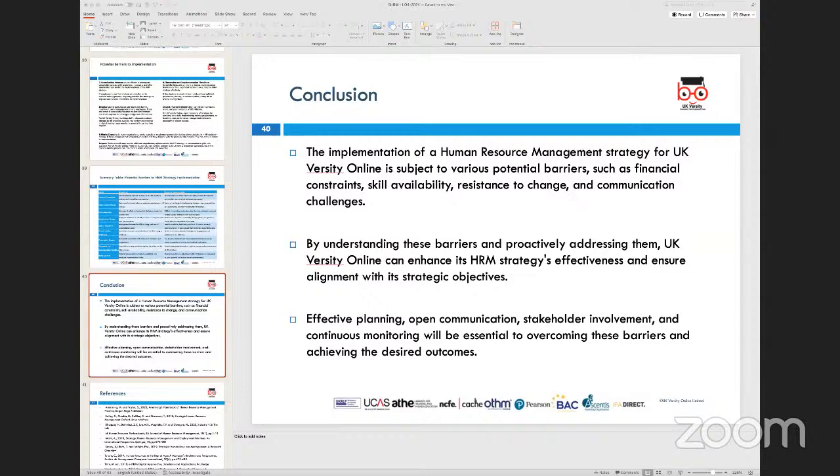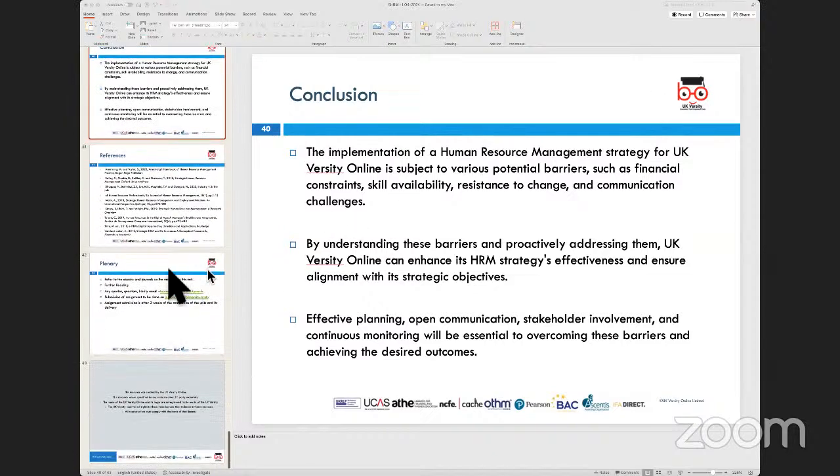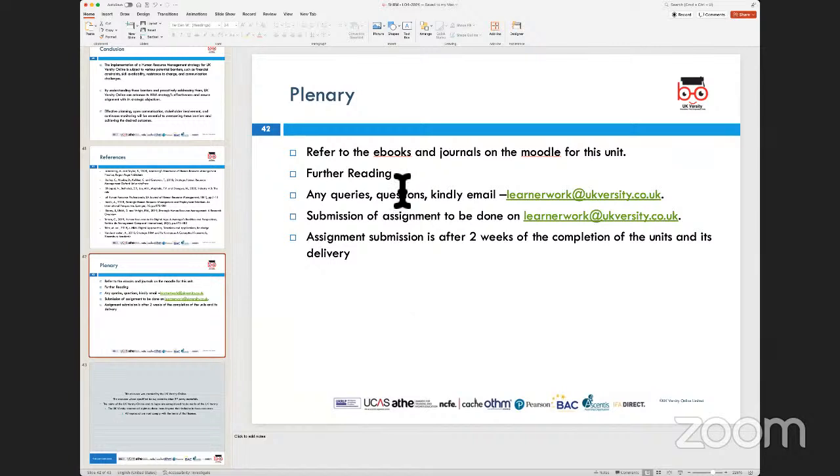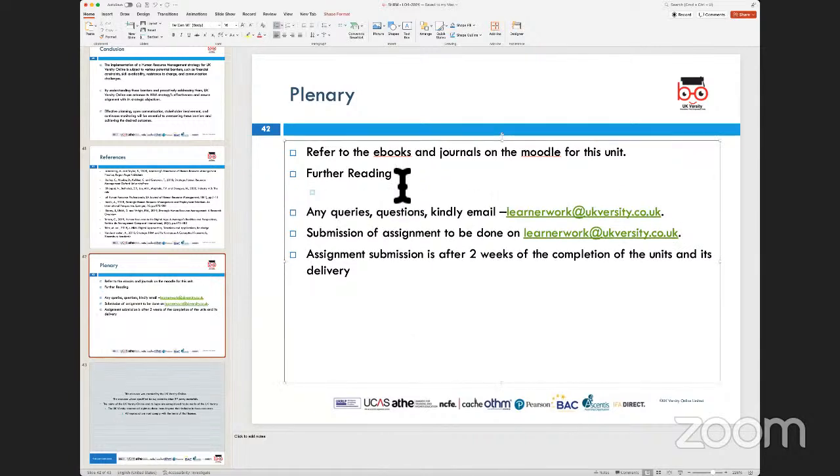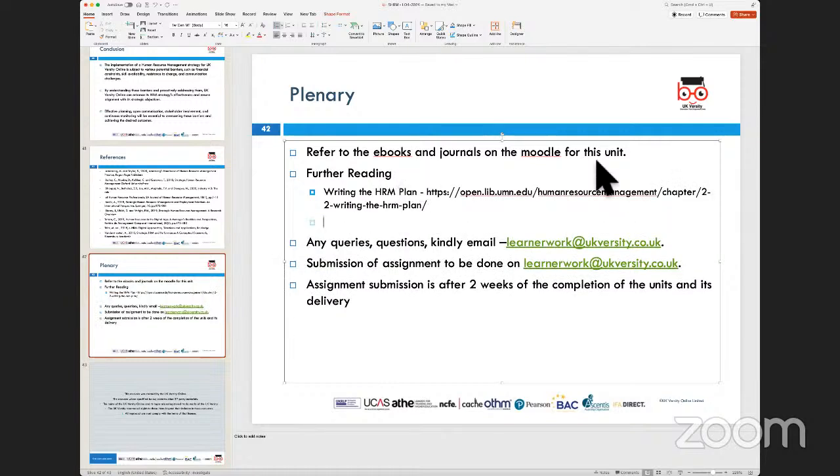Okay, good stuff. Now, in terms of additional reading, what I've done is I'm going to put in one or two very good articles that you could understand. One is how to write an HR plan. This is one of the bits that I would recommend that you look at.